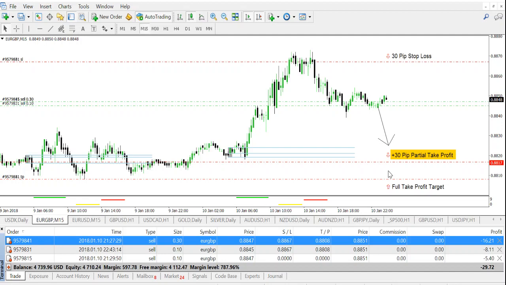Again, it's all about capital preservation. You want to make sure you're protecting that in profit and out of profit. So very, very important to do. Now, ideally, just to go back to this again, once you are 30 pips in profit, you take some of the trade off. You take a third, take a half, take two thirds off, whatever you want to do, and then you let the rest of the trade go to your full profit target.